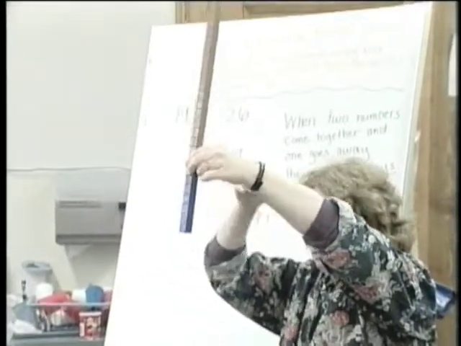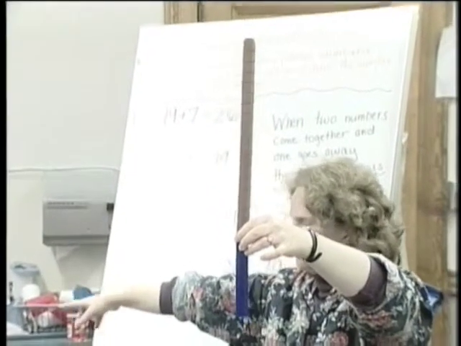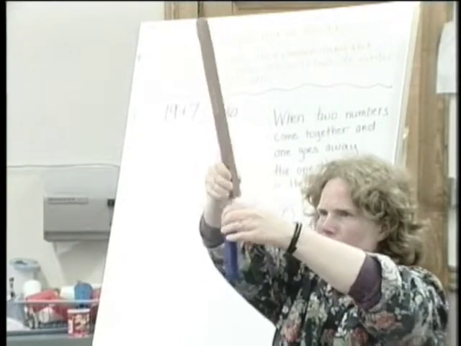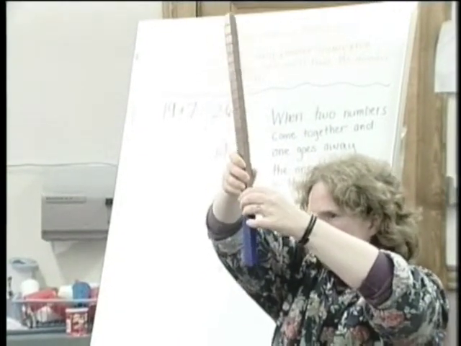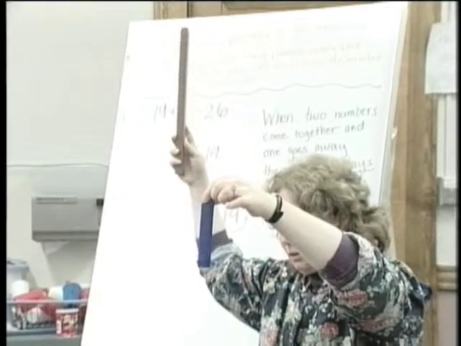Can you show me with both of these how it works on the balloons? It's the same thing. When numbers come together and one goes away, the one that stays is the answer. So it's always two numbers that come together, and this one goes away, and the one that stays is the answer? Yeah.